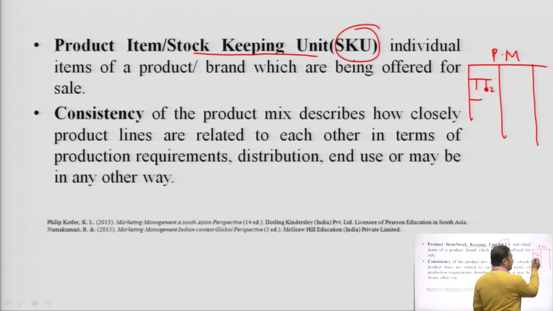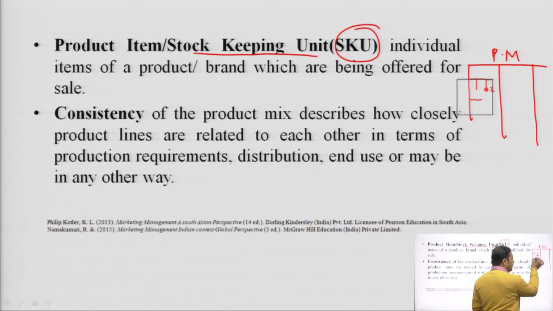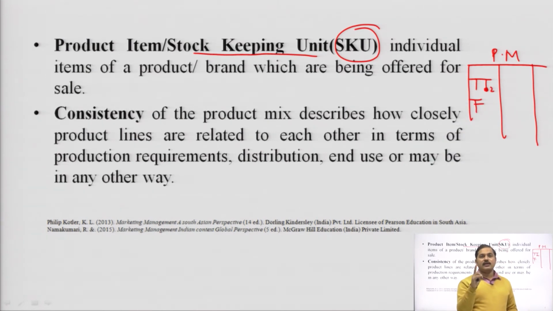Within hair care, if I say this is the shampoo, within shampoo, if I say this one is the Sunsilk, within Sunsilk, if I say this one is the pouch format, within the pouch one, this one is Thick and Strong. So, in this way we are coming to the one individual item which is there in that particular product mix which an organization is selling.